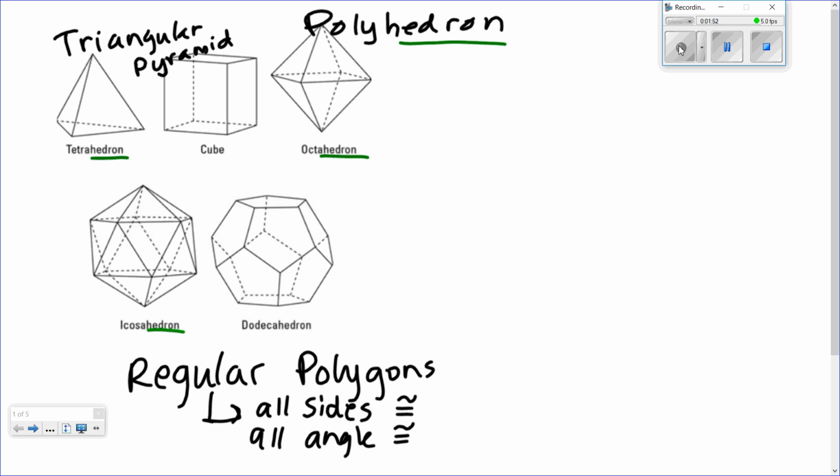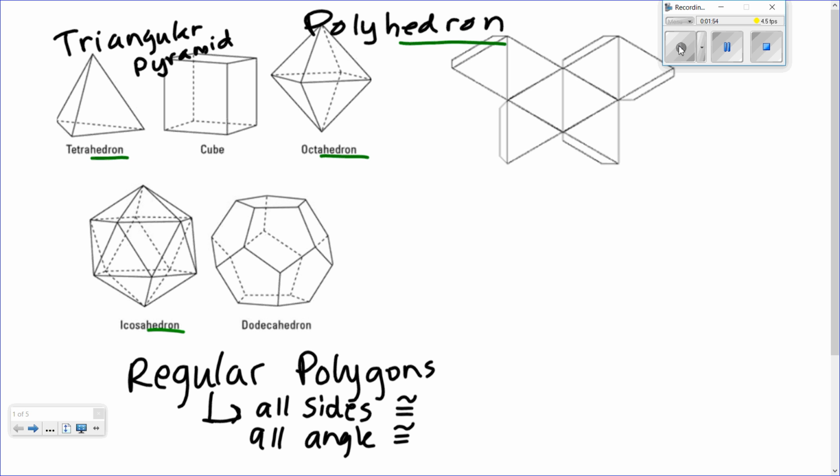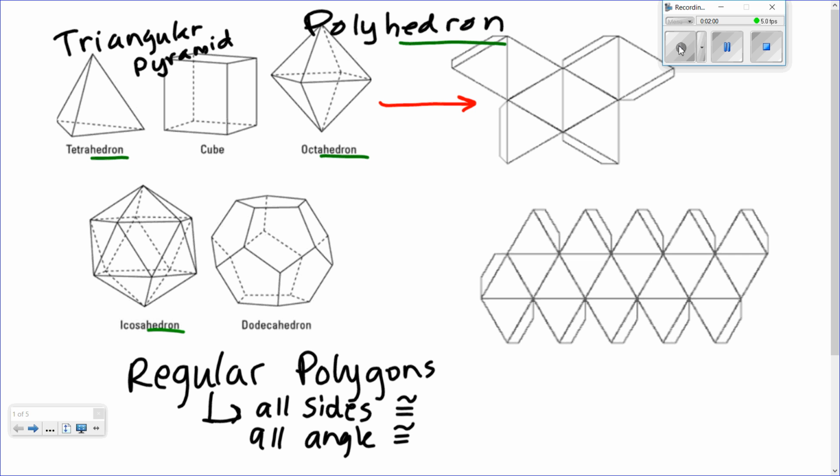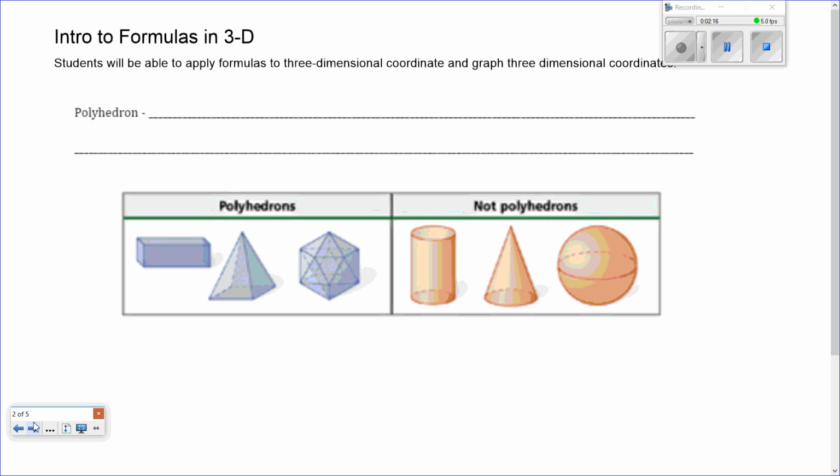Okay, since we talked about the nets, you're going to have the net of your octahedron, crazy. Even crazier is your icosahedron net. Okay, we're not going to build those, but those are what they're going to look at, which brings us into our polyhedron notes.